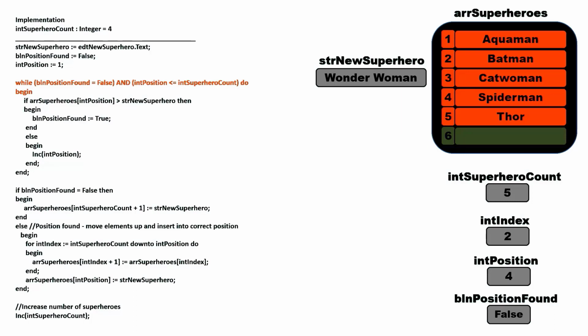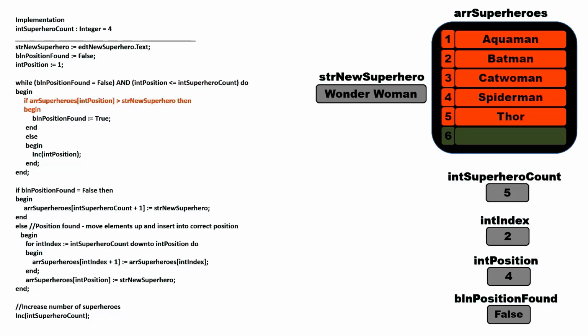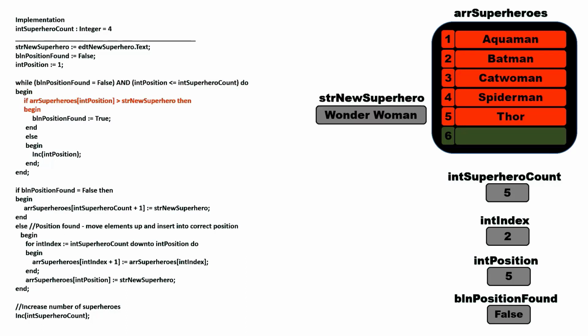You enter the while loop again, and the if statement checks if Spider-Man is greater than Wonder Woman. That is also false, so the else branch increments the position to 5. You enter the while loop again, and the if statement checks if Thor is greater than Wonder Woman. That is also false, so the else branch increments the position to 6. Now this condition is met, and it prevents another iteration.